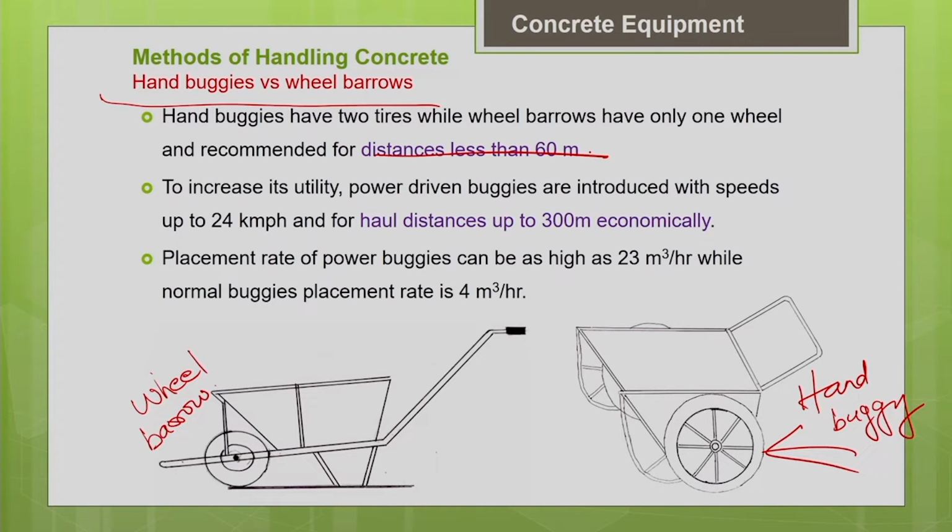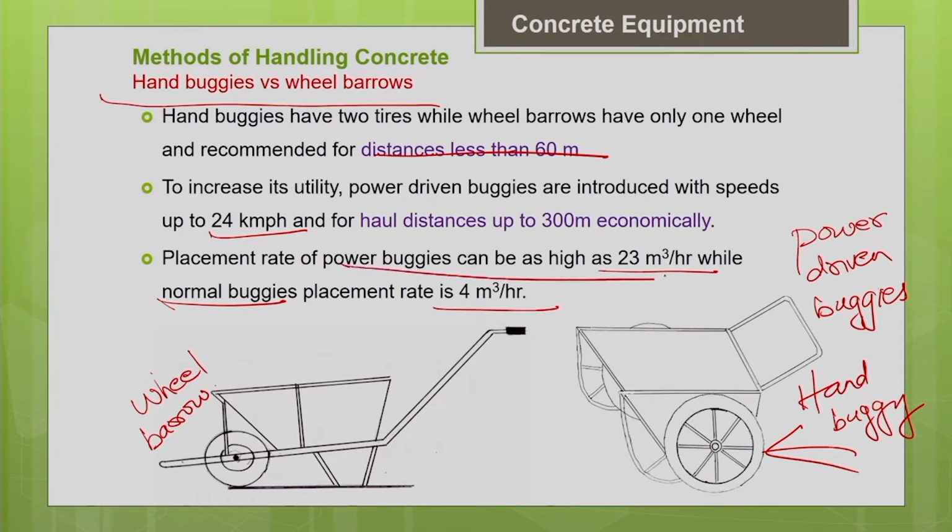But if you want to increase the haul distance, then you have to go for power driven buggies. Nowadays, these are also very popular. Power driven buggies will give you a higher speed, say up to 24 km per hour, and that will give you a very good placement rate of say 23 meter cube per hour, when compared to the normal buggies, which can give you only a placement rate of 4 meter cube per hour.